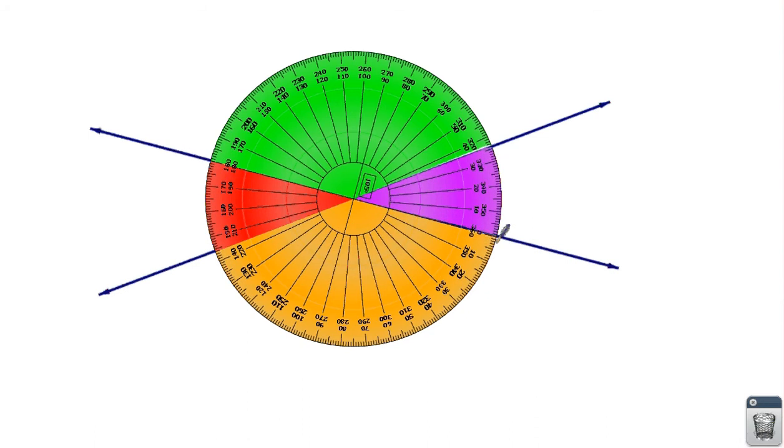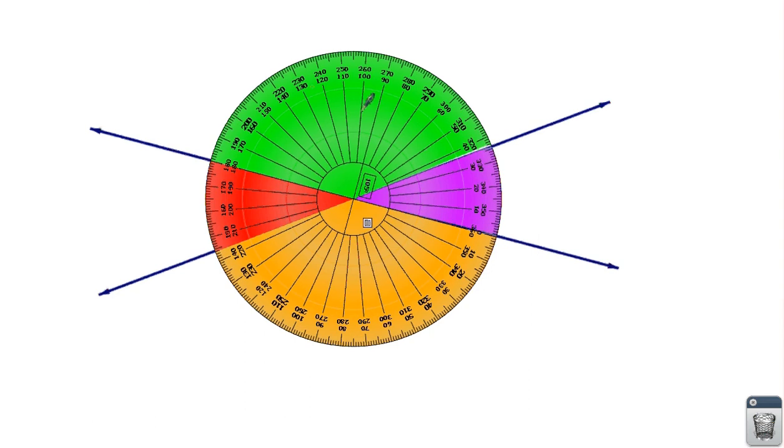Now, how many degrees is that all together? Well, we made one complete turn, and you can see right here on my protractor the number 360. So all four of these angles together should make 360. That's one important thing to know.